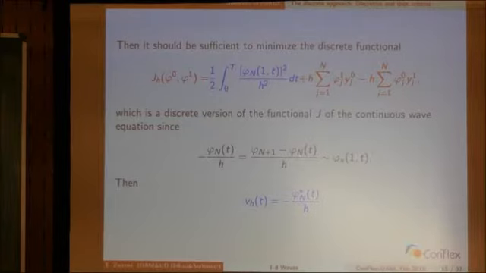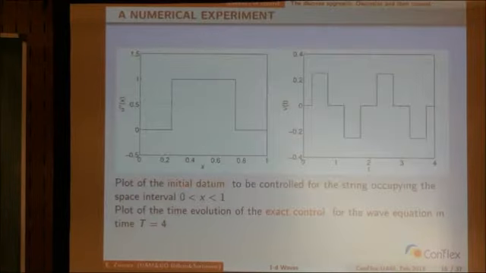Okay, let's see what happens. I do a numerical simulation. I take this initial datum. Now let me show you the numerical simulation. So this is the wave equation in the interval 0, 1. I take an initial datum like this to be controlled. I control on the extreme x equal 1. I take a time interval 0, 4, right?